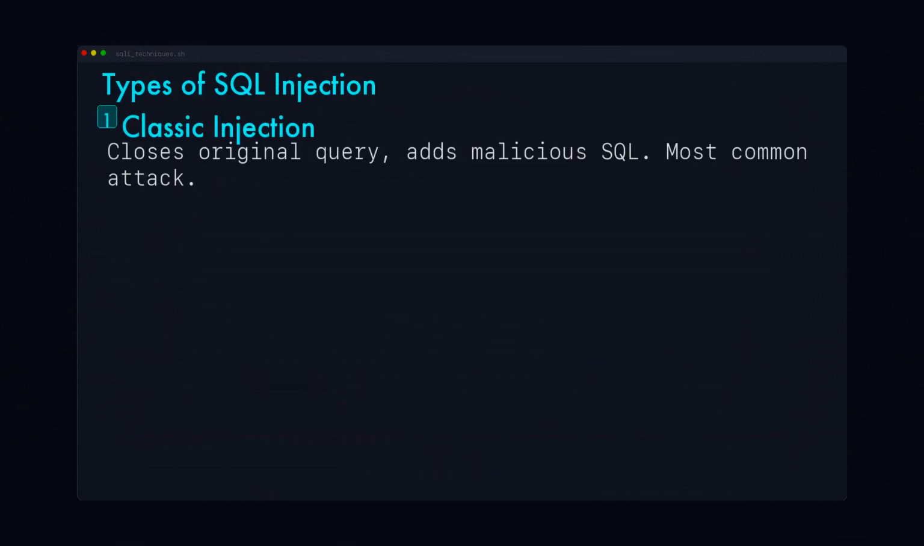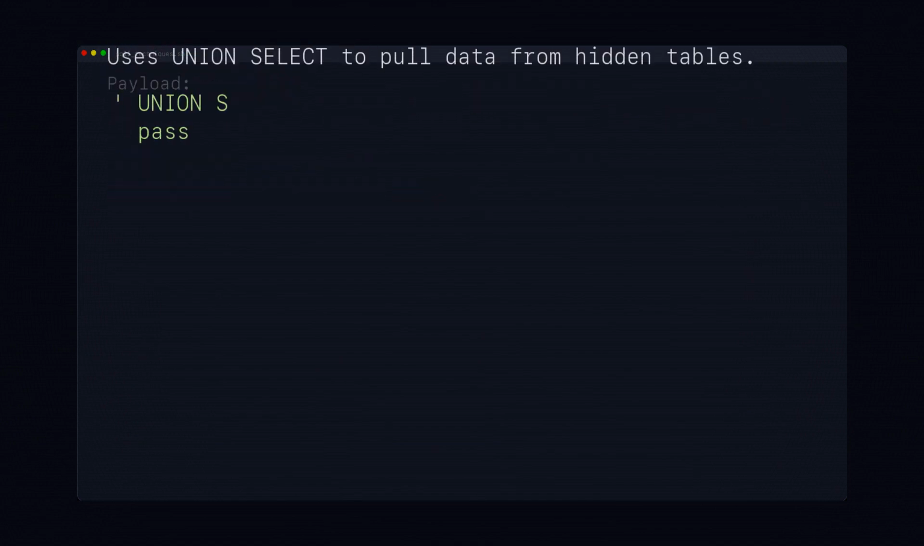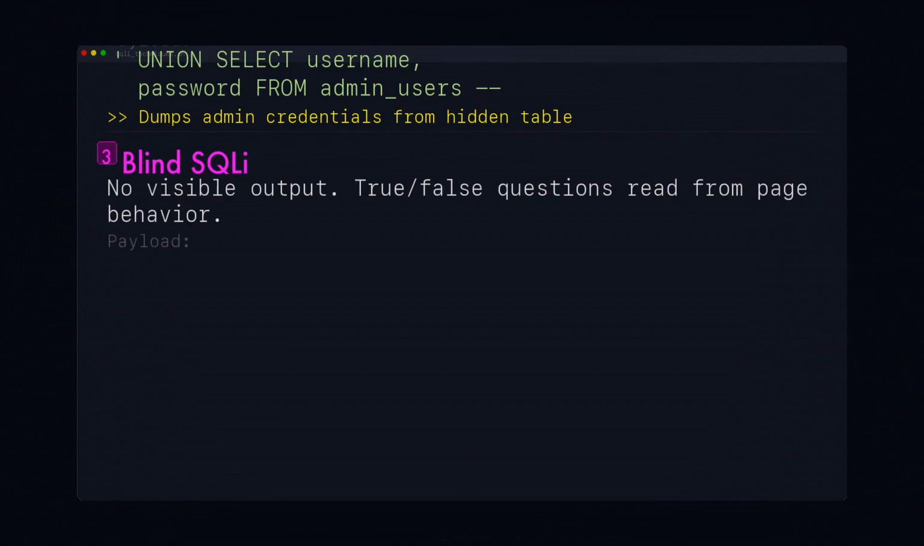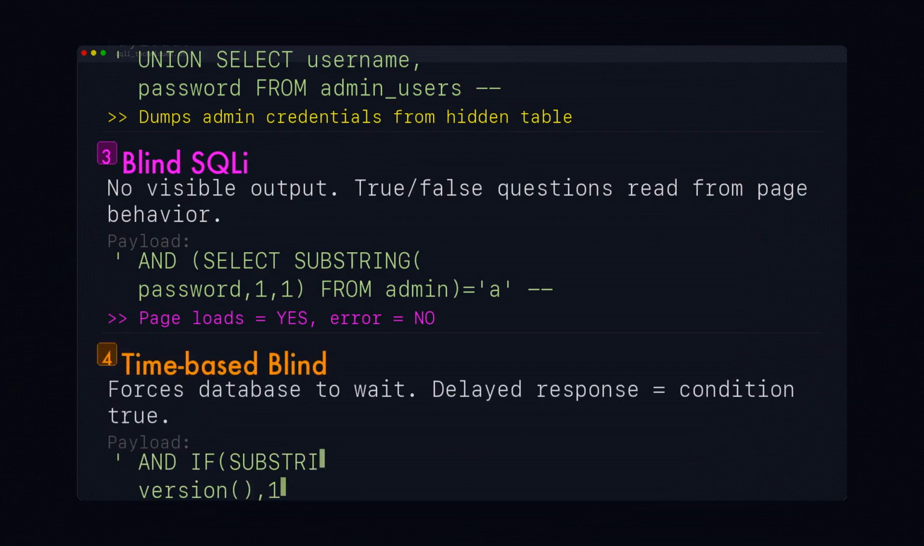There are several types of SQL injection. Classic injection is the most common. The attacker closes the query and adds their own. Union-based injection uses union select to pull data from other tables. Blind injection gives no visible output. The attacker asks true or false questions and reads the answer from the page behavior. Time-based blind forces the database to wait. If the response is delayed, the condition was true. Each technique targets a different weakness.